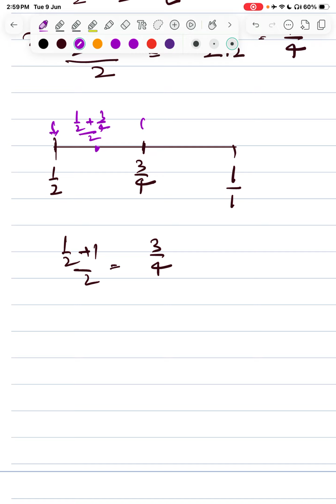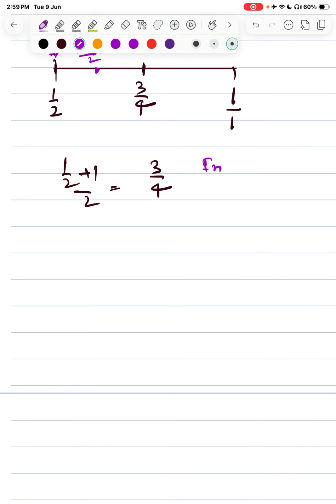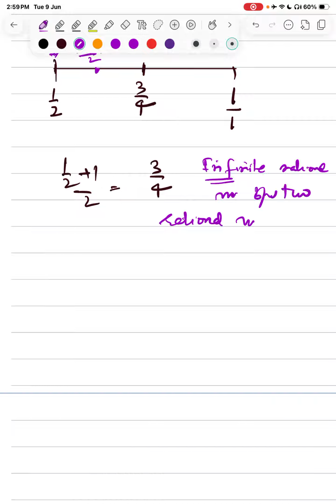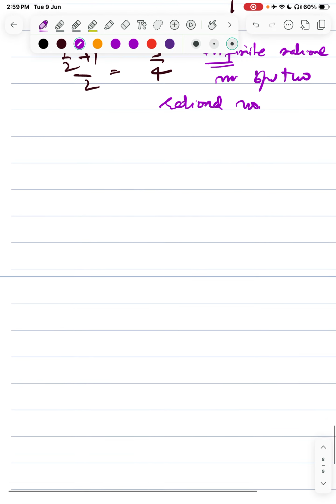So like this you go on doing this. So you can insert infinite rational numbers between two rational numbers, right? Isn't it so?